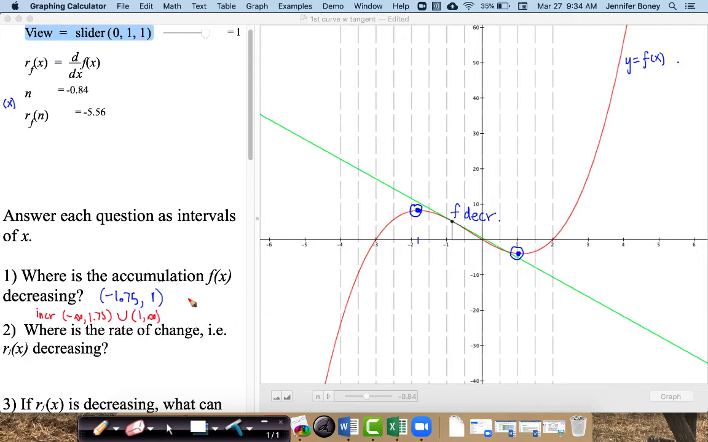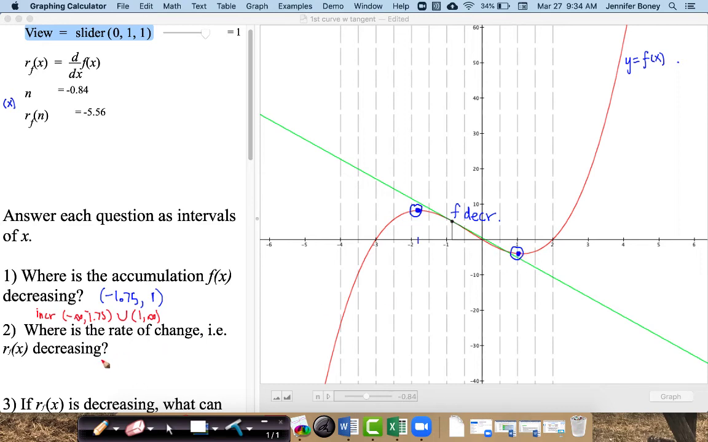And the only points in f of x's domain then that aren't included are negative 1.75 and positive 1, because at those points f is neither increasing nor decreasing, it's changing. It's changing from one to the other, or I'd say that in terms of f it is approximately constant at those points.